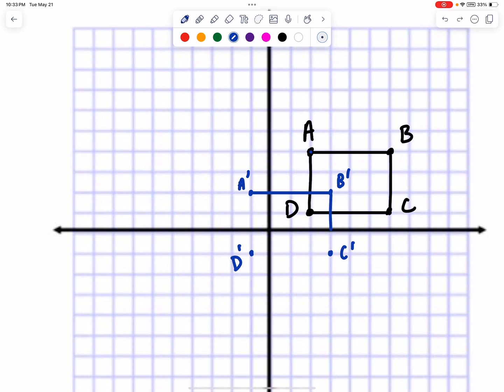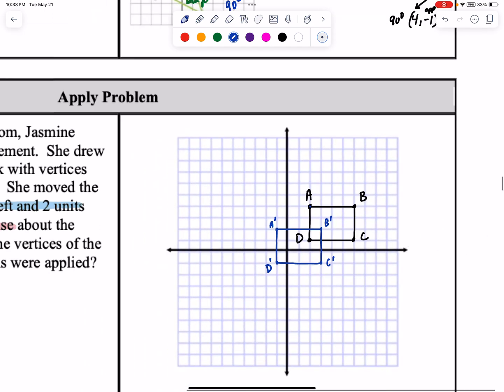Man, it is not liking those vertical lines, is it? Jeez, so bad. All right, so there's the first movement.